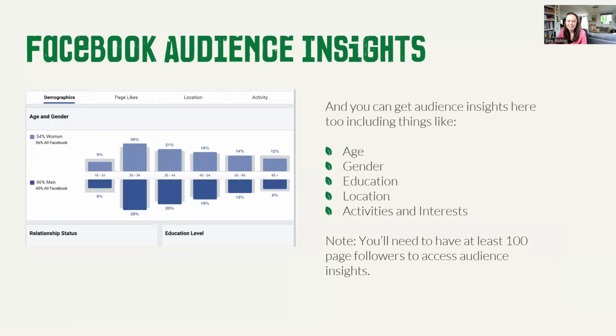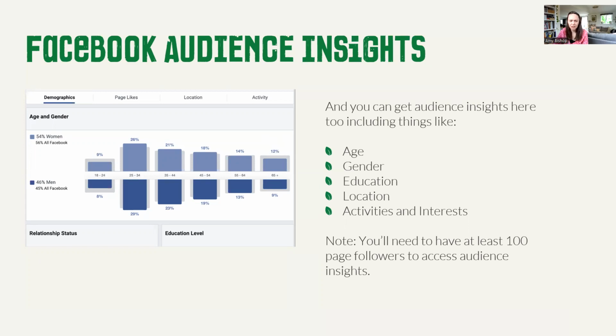You could also in here see a breakdown of your Facebook audience. So those people that are following or liking your page and seeing and engaging with your content. And this can be broken down in lots of different ways, including age, gender, education, location, and activities or interests. So, when you wrote your strategy and you set out your target audience, you can use this information to see if that's who's engaging with you on Facebook.